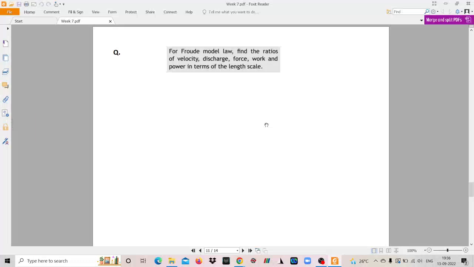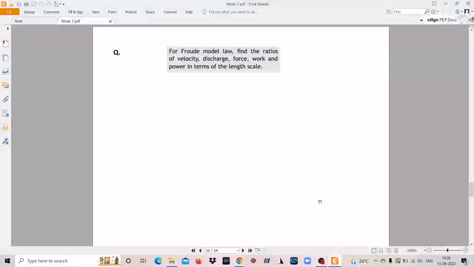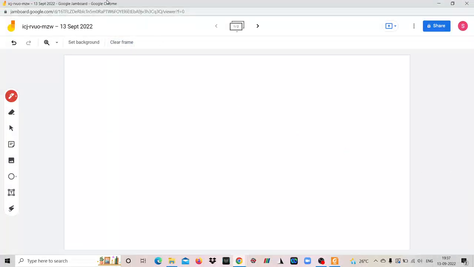Okay, so for Froude model law, find the ratios of velocity, discharge, force, work and power in terms of the length scale. So this is Froude's model law. Now, what is the essence behind the Froude's model law?